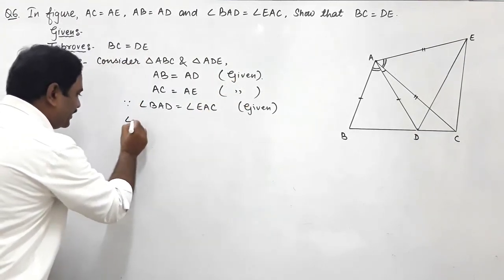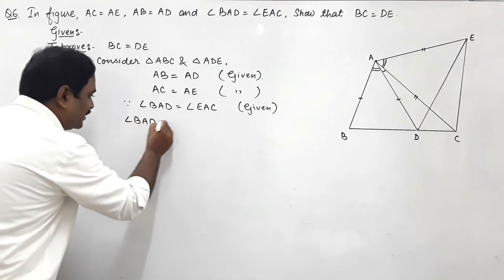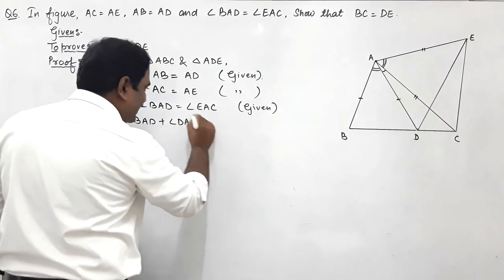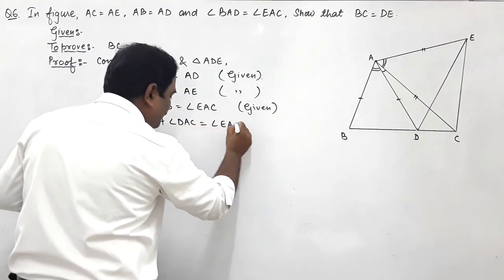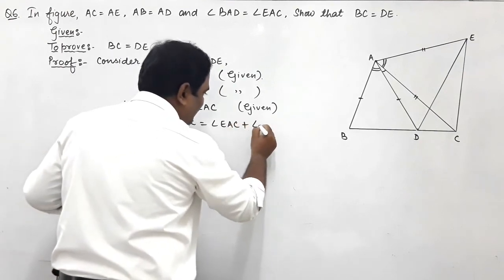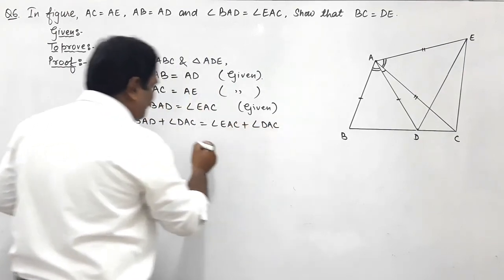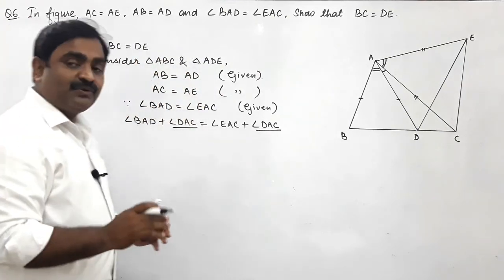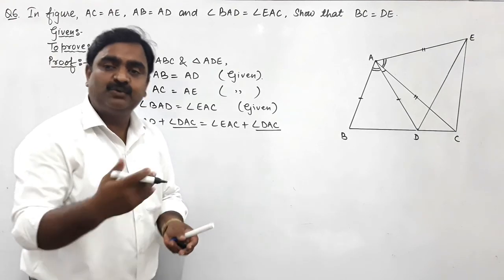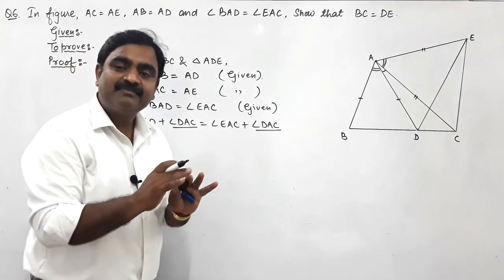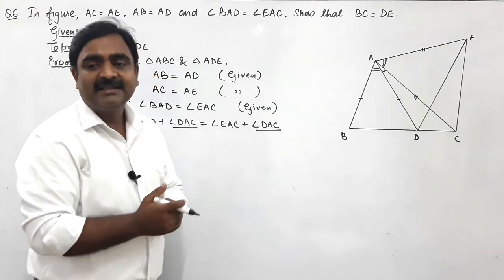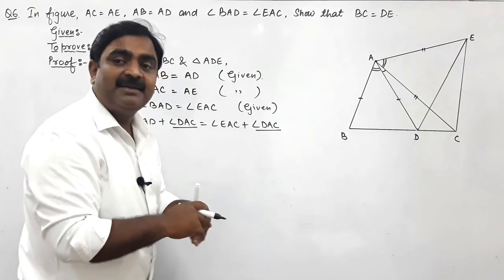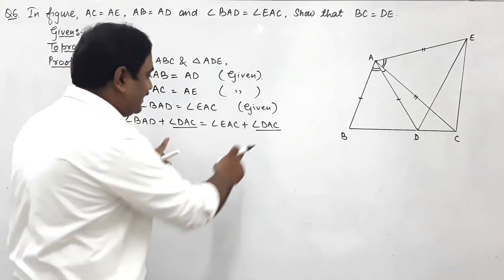Okay, so therefore it can be written as angle BAD plus angle DAC in this, and on this side also angle EAC plus angle DAC. We have added this angle DAC to both sides, right? Okay, so if in any equation you are adding an equal quantity, both the sides will again be equal, right? So let us see what happens after adding these two angles. What will happen after adding these two equations?